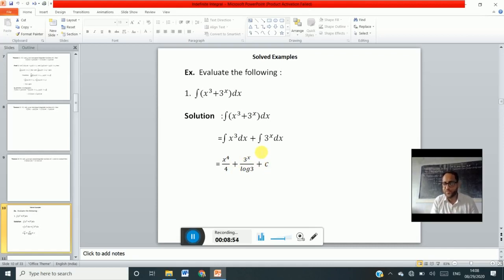And the standard formula of integration of a to the power x is what? A to the power x upon log a. Here a equals 3, so it is 3 to the power x upon log 3 plus c. This should be the answer for the first example, right?